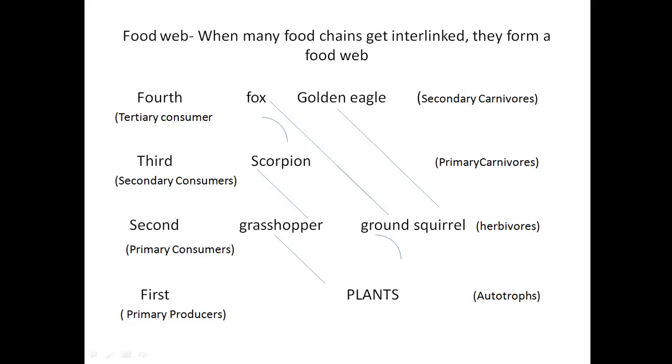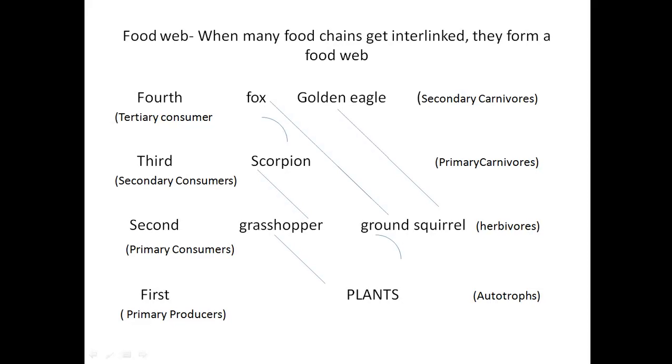Now let us look at this example of food web. Let us take the example of plants here. They are the autotrophs, or the first level, or they are the primary producers. So the plants capture energy from the sun and store it in their leaves and stems. Then it can be consumed by the primary consumers. This is the second step. Primary consumers may be grasshoppers or ground squirrel.